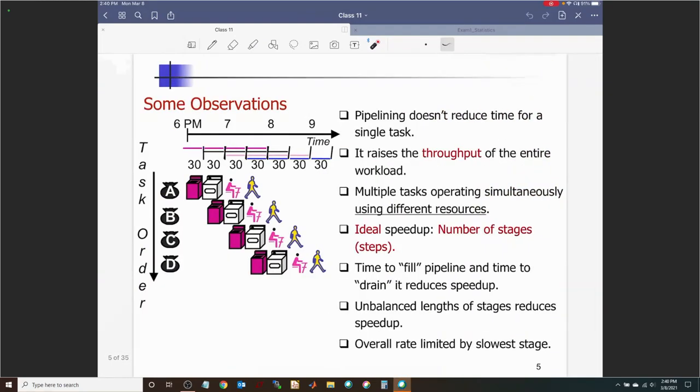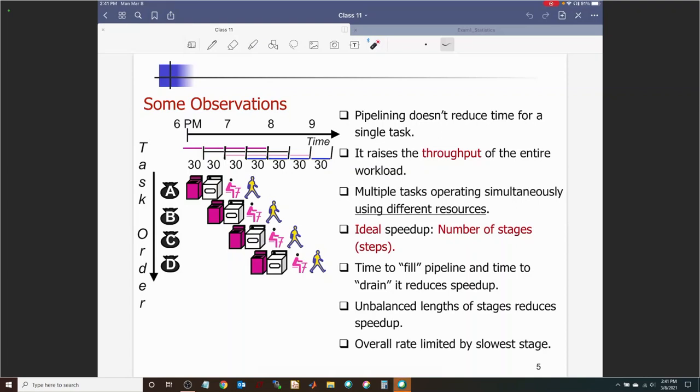Some observations. The first observation, like I pointed out, is pipelining doesn't reduce time for a single task. So still the washer is taking 30 minutes, still the dryer is taking 30 minutes, and so on, right? So each task, it's still 30 minutes. We didn't change that. But what pipelining does is it raises the throughput of the entire workload, meaning how many jobs get done in a given amount of time. That has gone up. Multiple tasks are operating simultaneously using different resources. So all the tasks are able to make progress at the same time in parallel.